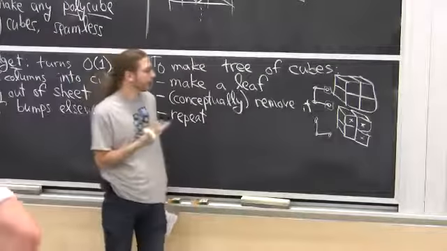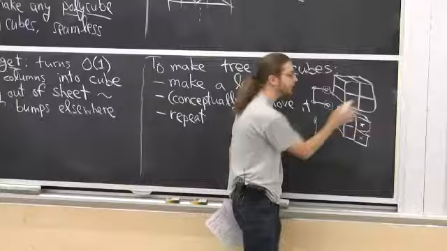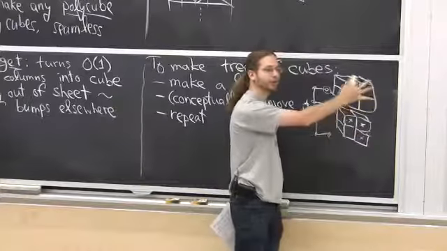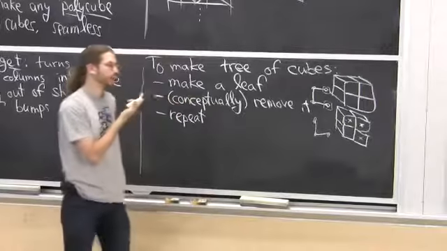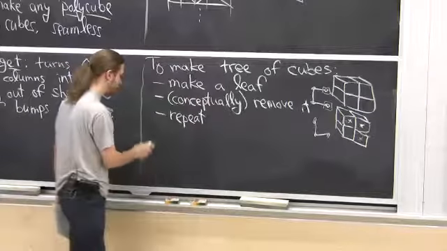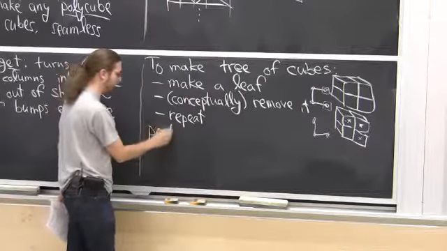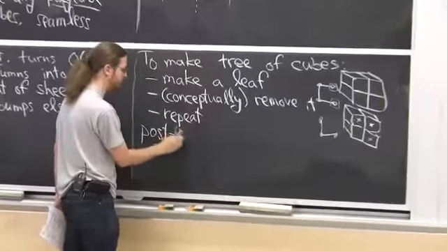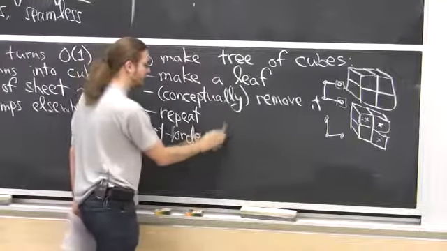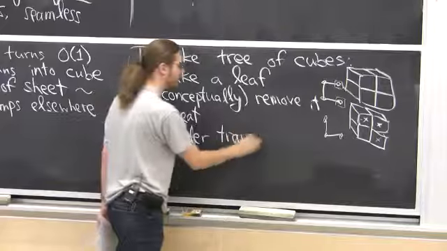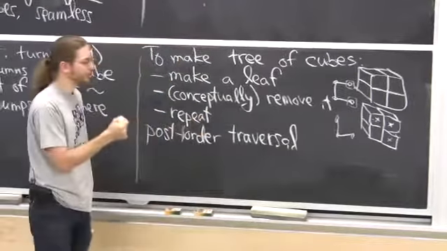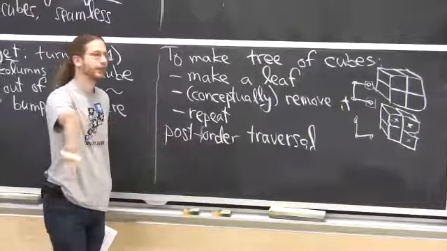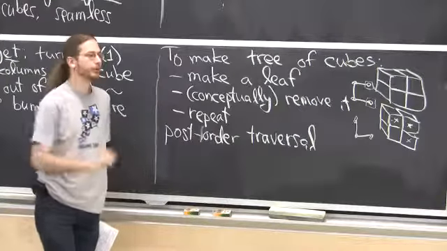And the property you'll have is that whenever I build a cube, all the things that were hanging off of it have already been built, because I'm always working from the leaves up the tree. This is, for those who know trees, called a post-order traversal. Just means whenever I touch a node, whenever I create a node, all of its descendants, all of the leaves below it, have already been built.